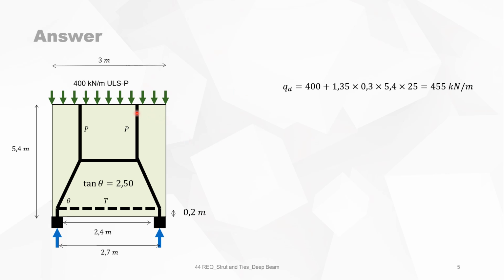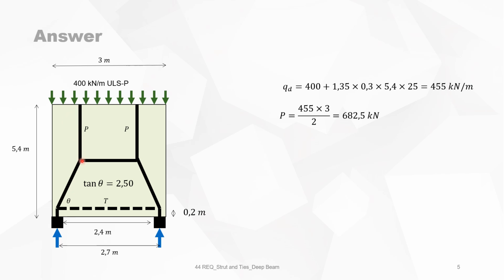The total load in ULS persistent is then equal to 400 plus the proper weight of the deep beam, which is 1.35 times the depth times 1.4 times 20 times 5.4 times 25, which gives you 455 kilonewton per meter. So everything is expressed by kilonewton per meter.